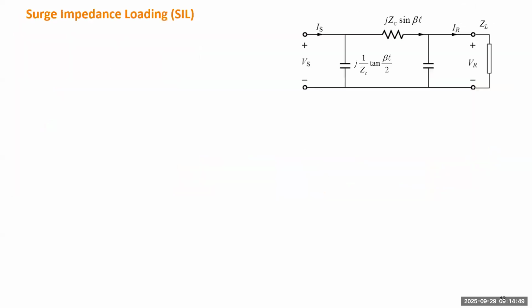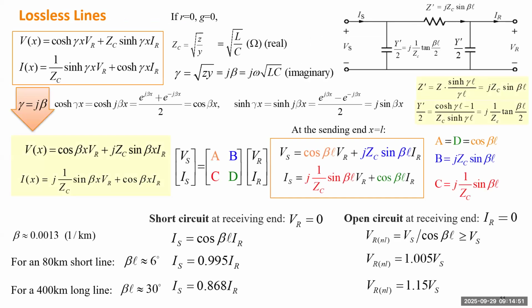you can utilize the actual impedance of the line and actual admittance to the line. But when the line is longer than 250 kilometers, you have to utilize the Z prime and the Y prime to correct the actual impedance and admittance. For the total admittance, you split into half and put two halves on both ends.